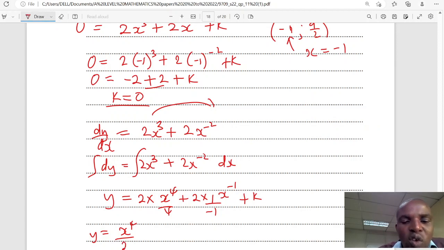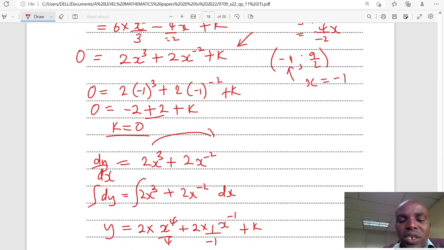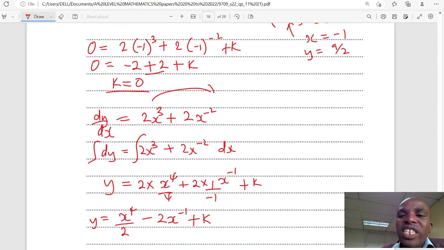So it will be x to the power 4 over 2, then minus 2x to the power minus 1, plus a constant. Then to find the value of the constant, you still use the same item, right? So use this one, y is equal to 9 over 2, and x is equal to minus 1. It still satisfies the same equation. So with this one, you put 9 over 2 is equal to (minus 1) to the power 4 over 2 minus 2(minus 1) to the power minus 1 plus a constant. So use this part. So it will be 9 over 2 is equal to, then this part, it will be half. Then minus 2, then plus k.